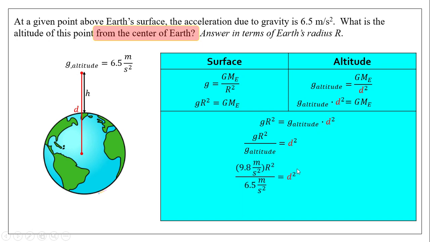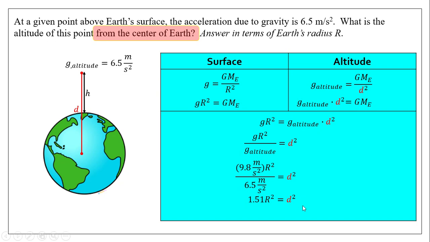Well, here we can just plug values in. g at the surface of the planet is 9.8. r is kept as r because it wants it in terms of r. g altitude is given as 6.5. So if you plug in 9.8 divided by 6.5, you get 1.51. Well, I'm going to carry the r squared down because I haven't done anything to that yet, right? All I did was simplify these two values or these two coefficients on top and bottom. So 9.8 divided by 6.5 is 1.51. That's times r squared. But you notice that we still have d squared.